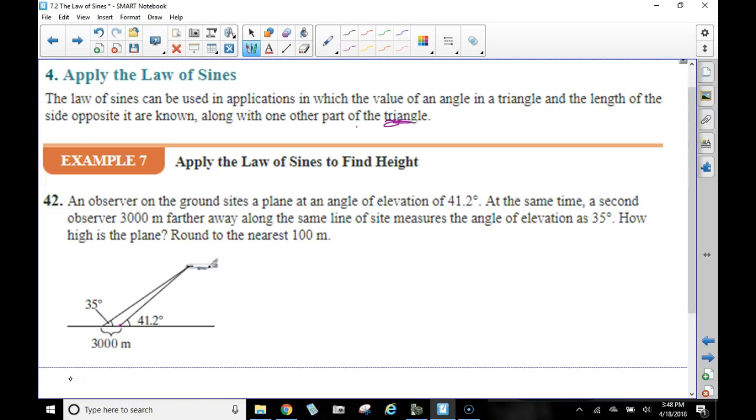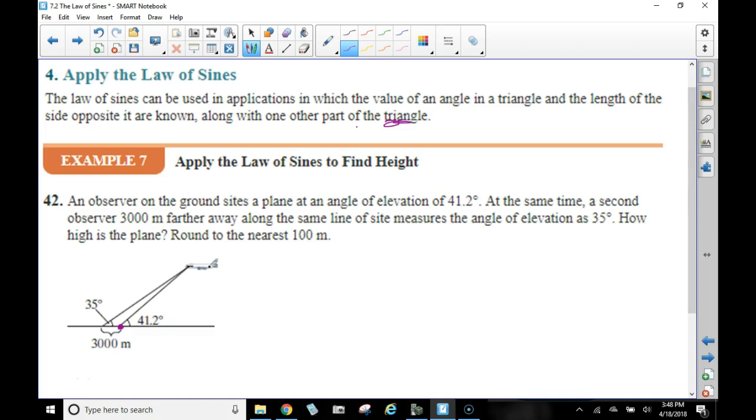Okay, so on number 4, we are going to be using the law of sines to solve some application problems. So on example 7, it says an observer on the ground sights a plane at an angle of elevation of 41.2 degrees. So that guy can be represented by this little purple dot. Okay, there's his angle of elevation of 41.2 degrees.